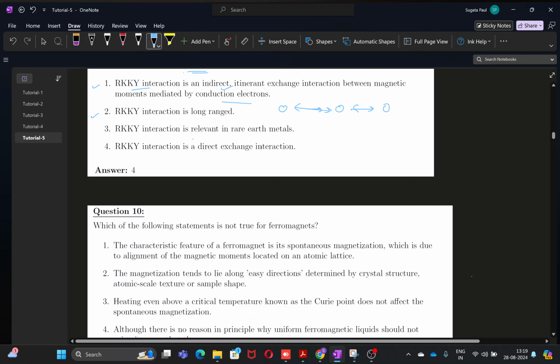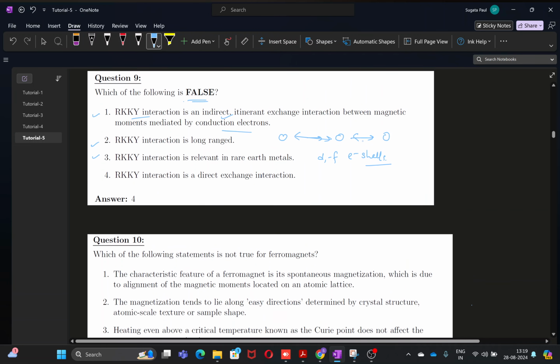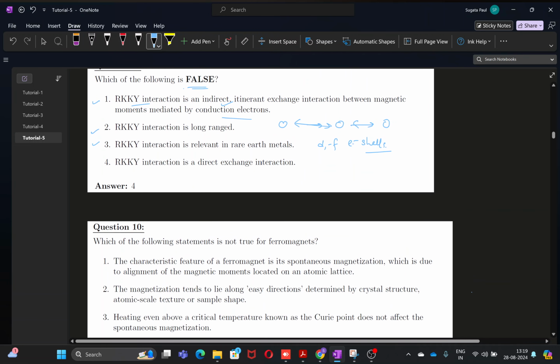And the third is that RKKY interaction is relevant in rare earth metals. This is also seen: mostly in rare earth compounds which have D or F electron shells, they show this kind of RKKY interaction behavior, because in those elements the nuclear magnetic moment is strongly present and localized, and there are shells with conduction electrons, which are the itinerant electrons, and they actually contribute to the indirect exchange interaction between the magnetic moments. So this is also true.